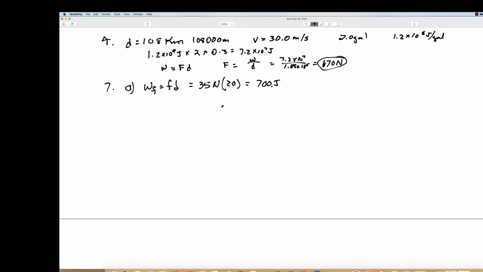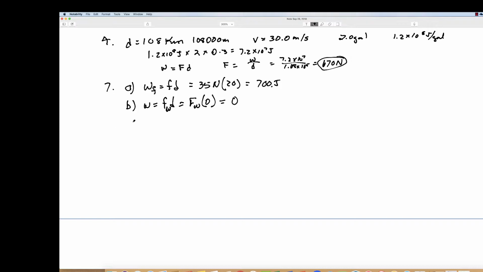Now the second question asks, what is the work done on the cart by the gravitational force? Well, in order for the work to be done, you have to have movement. This would be the weight, but you have to have movement in that plane, and there is no movement in that plane. So it doesn't move in that plane, so there's no work done in that plane.